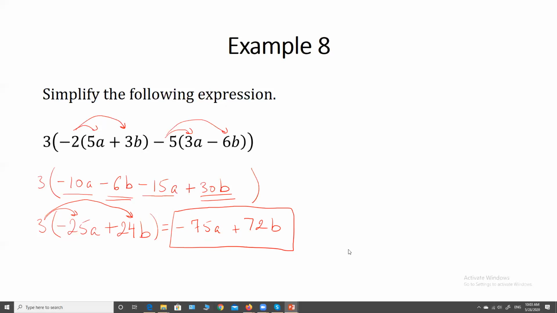All right, well, we are finished with our discussion of the distributive property. You are now ready to work on your second assignment. Good luck.